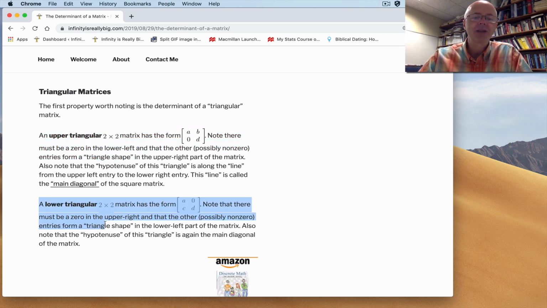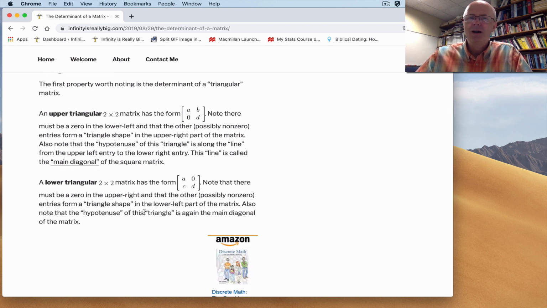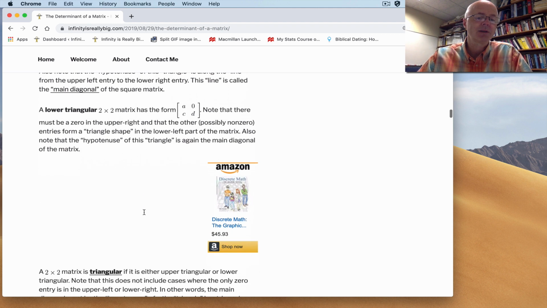A lower triangular kind of flips it. The 0 must be in the upper right corner, and the possibly non-zero numbers form a triangle shape in the lower left corner. Those numbers could be 0, but they don't have to be, and that's why it's called lower triangular. You might wonder, can we say an upper triangular matrix includes one where there's a 0 in the lower right corner, and a lower triangular matrix includes one where there's a 0 in the upper left corner? Actually, no, we don't make those definitions. There are good reasons for that.